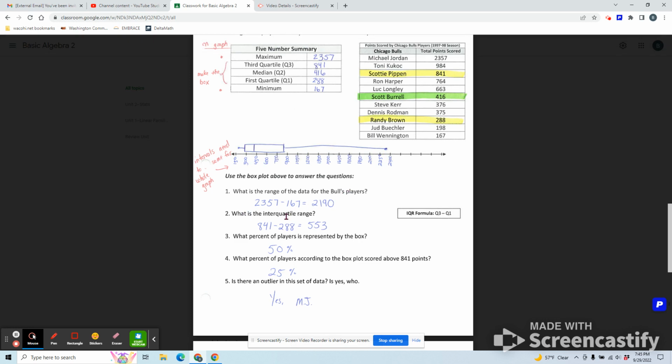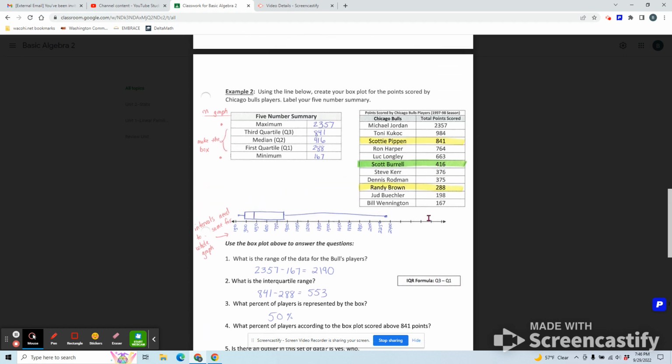What is the interquartile range? Mr. Slover, we never talked about that. I gave you the formula right here. It's quartile 3 minus quartile 1. So that means quartile 3 minus quartile 1.